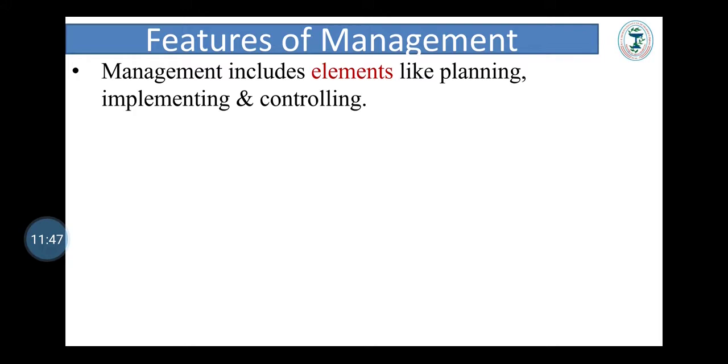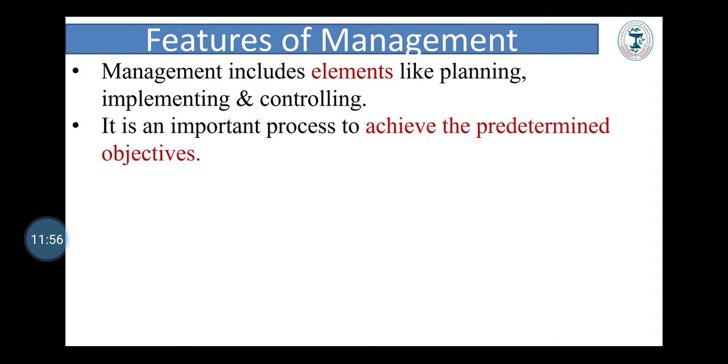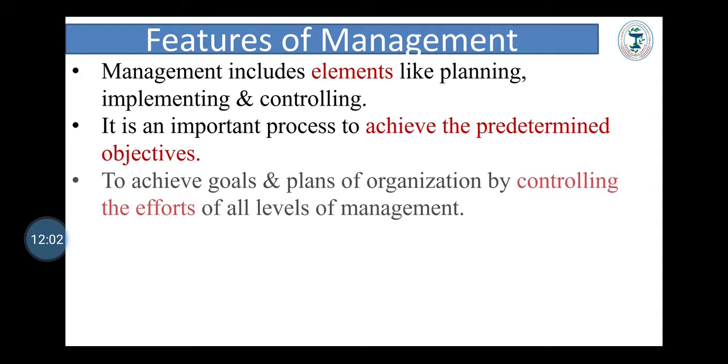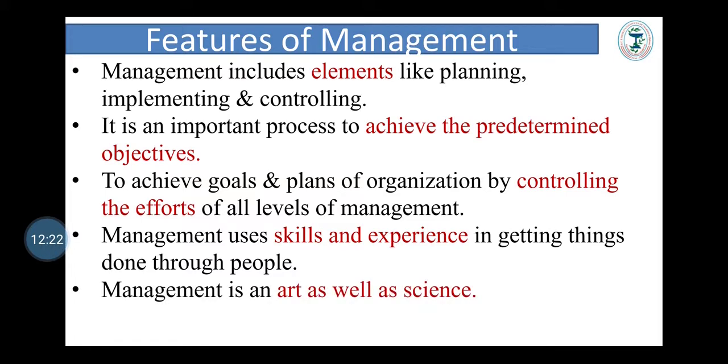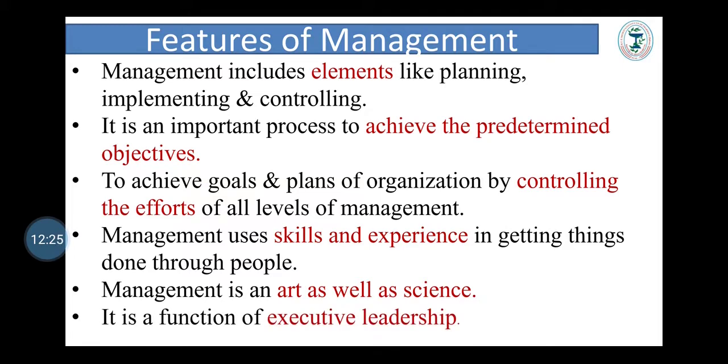Next part, features of management. Management includes elements like planning, implementing, and controlling. It is an important process to achieve predetermined objectives, to achieve goals and plans of the organization by controlling efforts of all levels of management. Management uses skills and experience in getting things done through people. Management is an art as well as a science. It is a function of executive leadership.